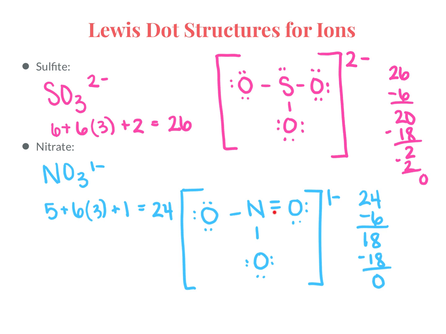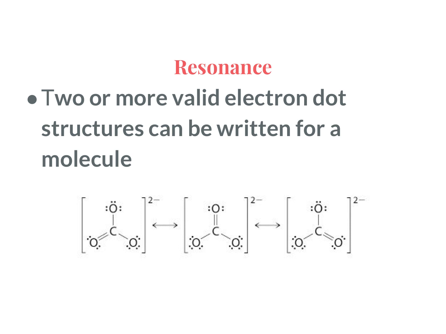Okay, so when we have this situation where the double bond could have been anywhere, you with me? We call this a resonance structure. So resonance structures are just situations where 2 or more valid electron dot structures exist. Meaning that double bond could have gone in any position. So here's another example. The double bond could go here, it could go here, it could go here. And in reality, it moves.